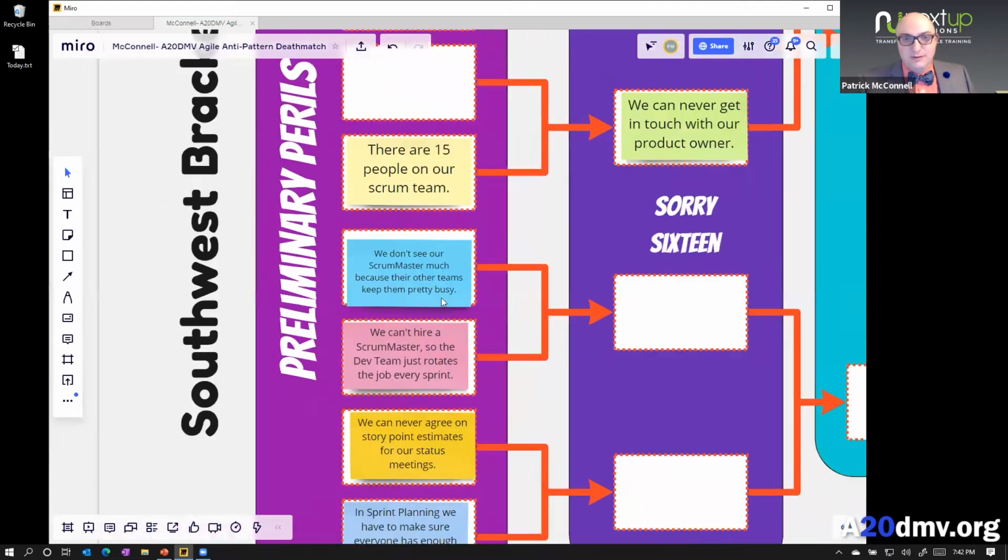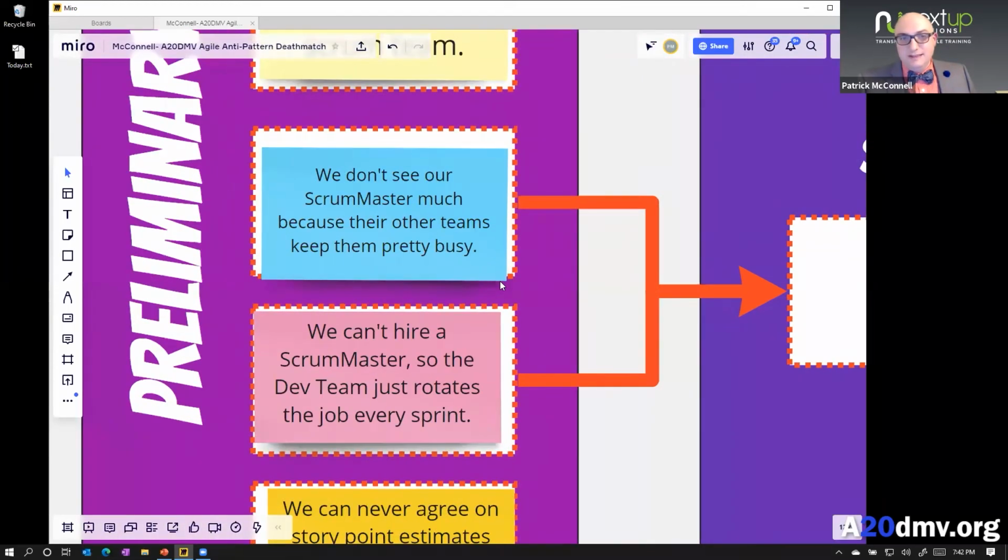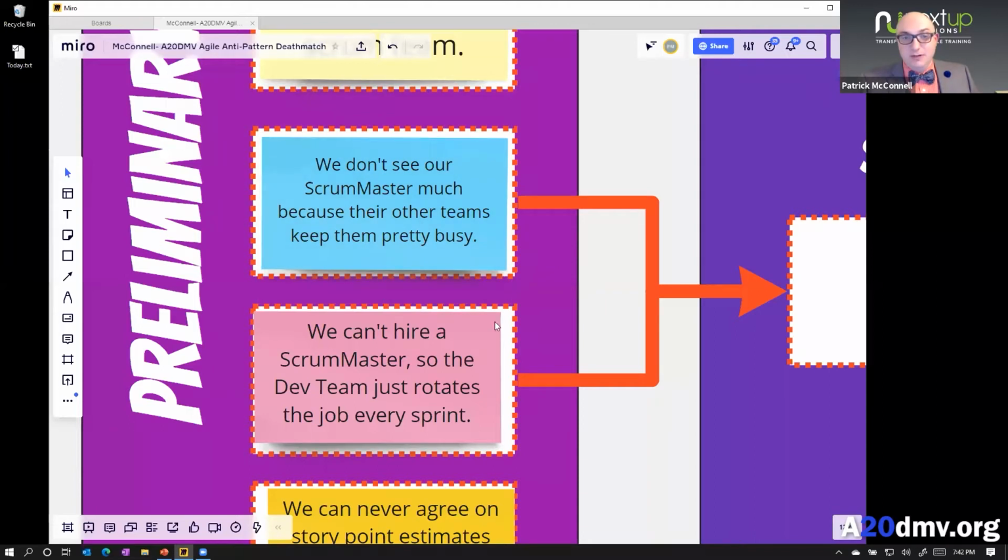Next up, we don't see our Scrum Master much because their other teams keep them pretty busy, or we can't hire a Scrum Master, so the dev team just rotates the job every sprint. Which one's worse? Raise your hand for the top, leave it lowered for the bottom.